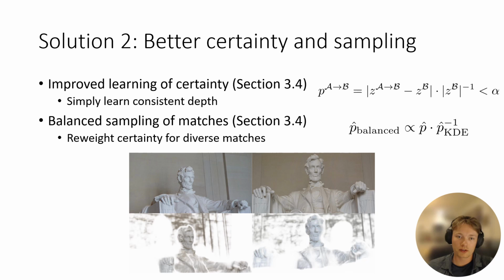Further, we improve the certainty estimation and the match sampling strategy. First, we simply let the model predict whether the ground truth multi-view stereo depths are consistent between views. The equation used is given in the top right of the slide. We found that this greatly improved confidence estimates compared to previous dense approaches. Second, for sampling, we reweigh the matches with the inverse of a kernel density estimate, as described by the equation in the middle right of the slide. This has the effect of diversifying samples across the scene, which we found to improve estimation.